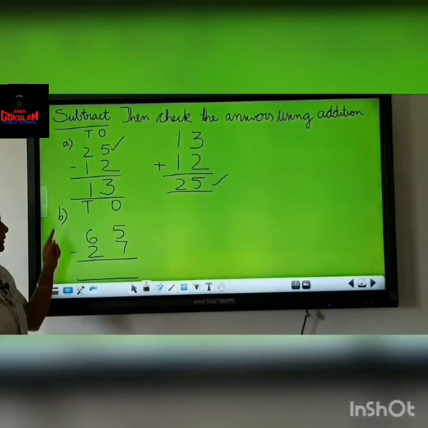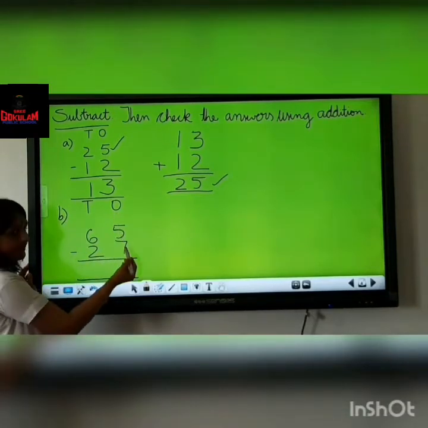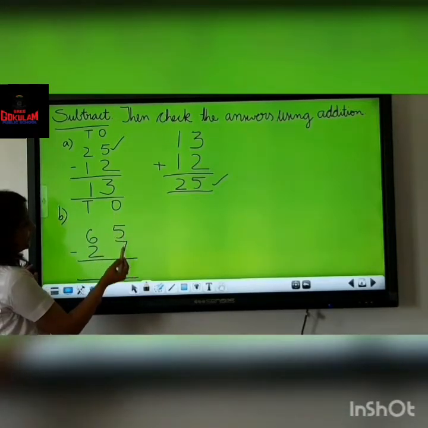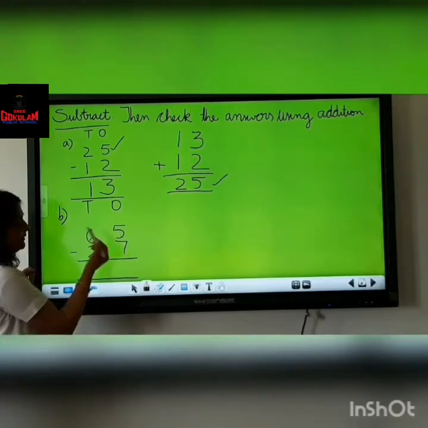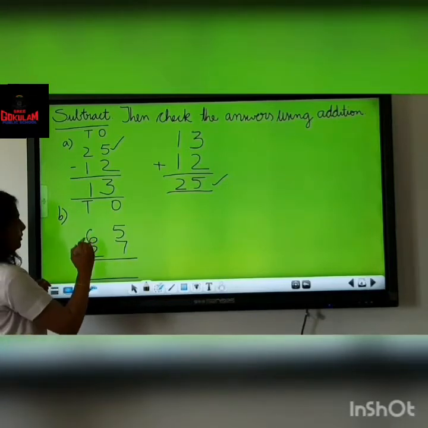Next, 65 minus 27. How to subtract? Always begin from the ones place. Look at the numbers in ones place. 5 and 7. 5 is smaller than 7. Can we subtract 7 from 5? No. So, we have to borrow. Borrow from the tens place.